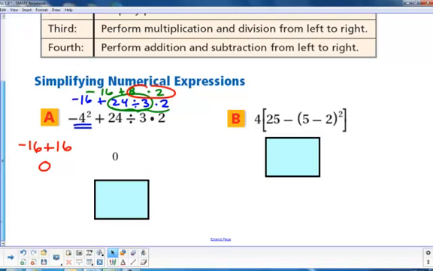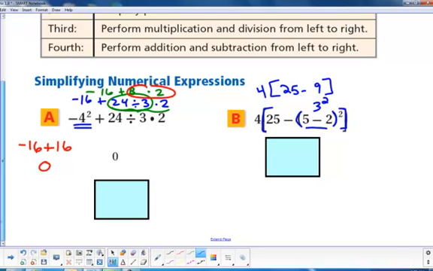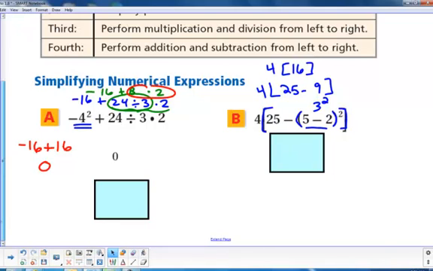Go ahead and try letter B. Hit pause. Again, the first step in here is the parentheses. Since we have a parentheses inside a parentheses, we're going to simplify that first. So 3 squared is 9. So now in our parentheses, we have 25 minus 9 with a 4 multiplied out front. 25 minus 9 is 16. When you multiply 4 by 16, you get 64.